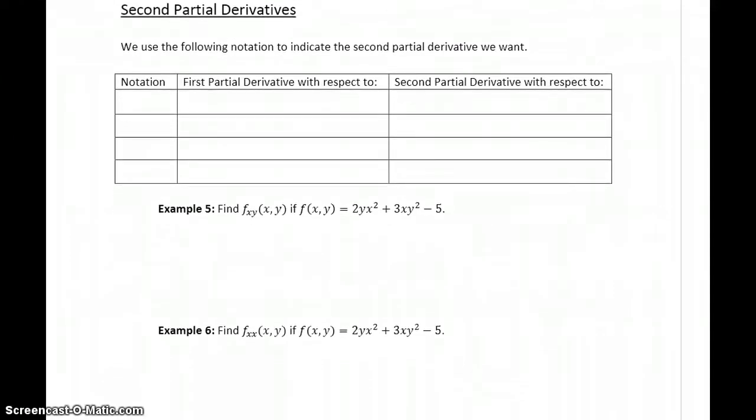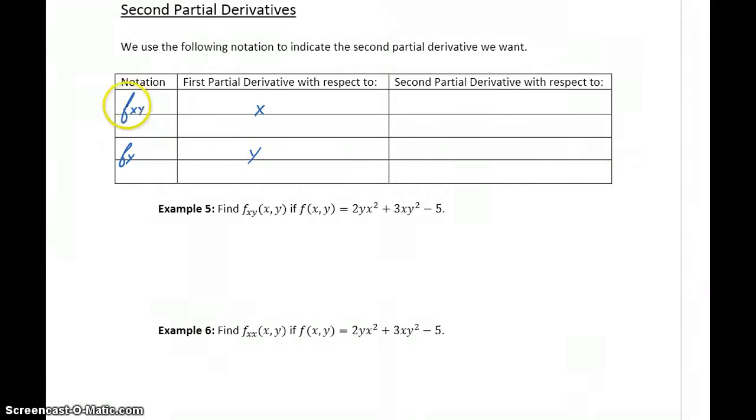So with second partial derivatives, it's again the same idea as taking the second derivative of a function, but we're going to have a few different ways that we can take the second derivative. So we already introduced the idea that we can take the first derivative with respect to x, or we can take the first derivative with respect to y. So that notation f sub x means we want the first partial derivative with respect to x. F sub y would mean the first partial derivative with respect to y. When we add on the second derivative, then we add a second subscript letter here.